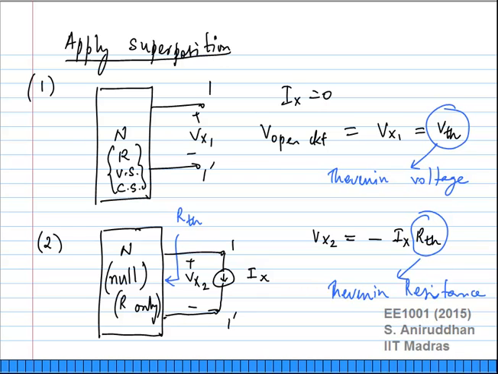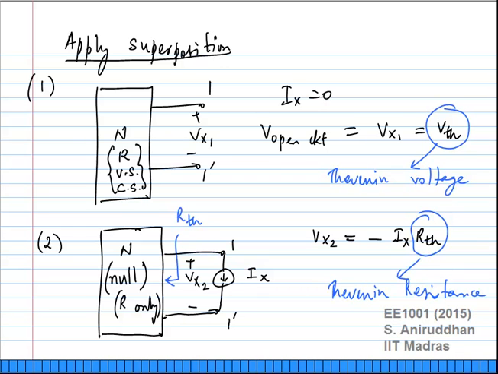Similarly, when you set all the independent voltage and current sources to 0, what will happen to the dependent sources inside? Obviously, they will be de-energized. We will probably do an example of that in class, maybe next class, showing how you find RTH and VTH if you have dependent sources inside. Any questions?